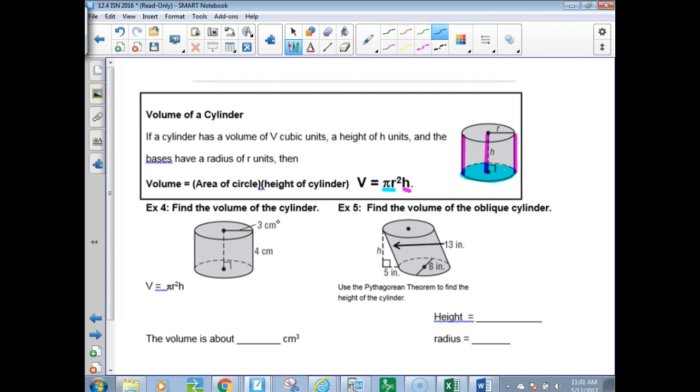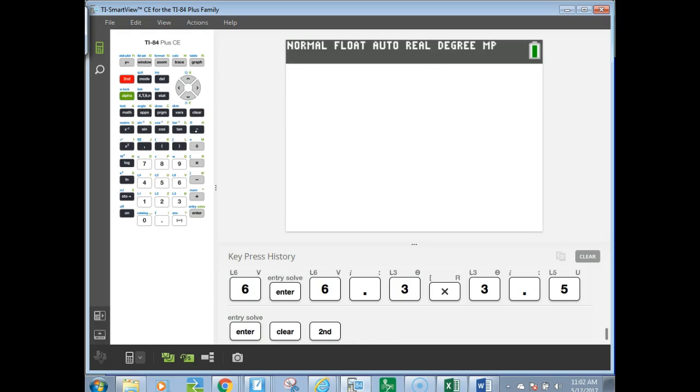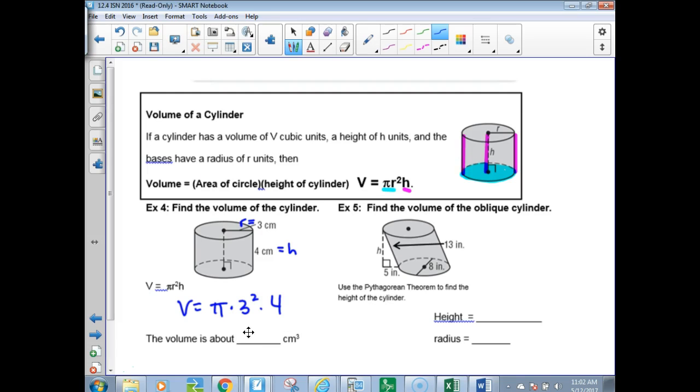This base has a radius of 3. So we're going to pop that in and we're going to put in 4 for the height. So the volume for this one is going to be pi times 3 squared times 4. Kids usually find these pretty easy. They just grab their calculator and start typing: pi times 3 squared times 4. Okay, so I've got 113.1 to the nearest tenth, thank you, Nathan. And that'll be in cubic centimeters.